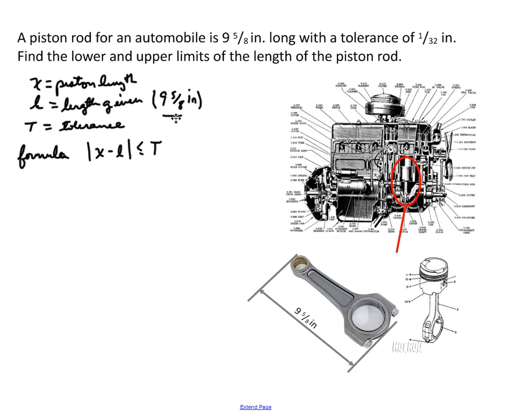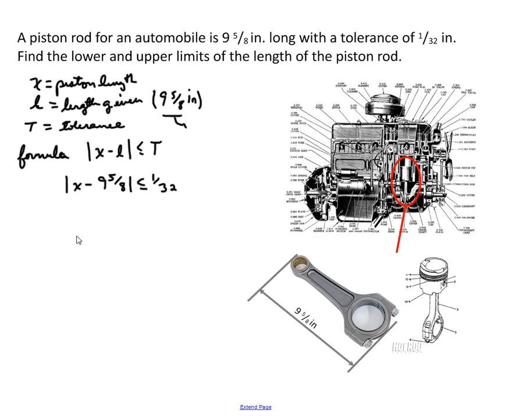I don't like dealing with mixed fractions. I know a lot of people do like dealing with mixed fractions, so maybe we can leave it that way. Let's try it. So we've got the absolute value of x minus 9 5/8 of an inch, our given length in the drawing specifications, and we want to make sure that is less than or equal to our tolerance value, which is 1/32 of an inch. We've seen this kind of inequality before. Remember the rule?